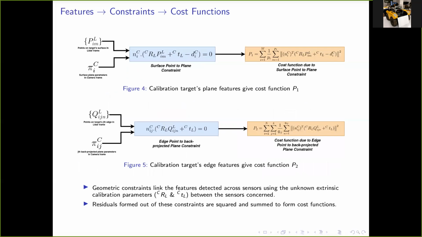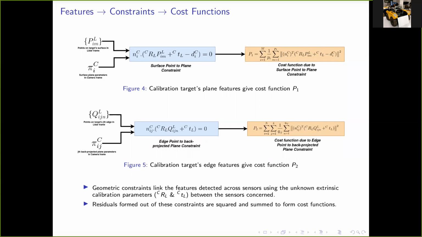Having discussed the features we can detect across the sensing modalities, we will now discuss the constraints that link these measured features using the unknown extrinsic parameters CRL and CTL. The two constraints pertinent to our work are the surface point to plane constraint shown in figure 4 and the edge point to back projected plane constraint shown in figure 5.